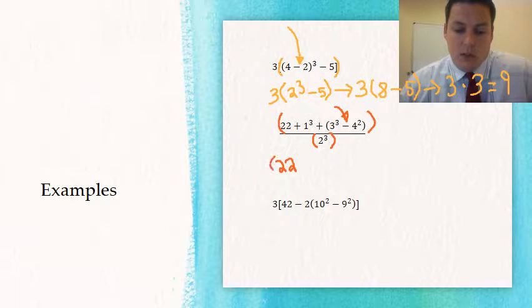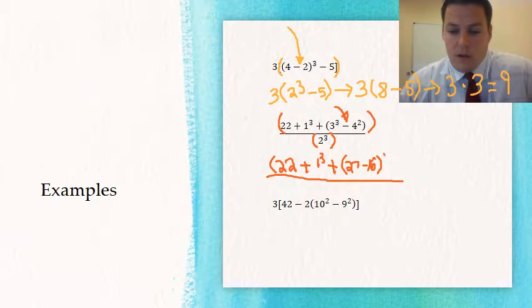I should have 22 plus 1 cubed plus, going to do the exponents inside the parentheses first because I'm all the way inside parentheses. My next step is exponents. 3 to the third power is 27 minus 4 squared is 16. Close my parentheses, 2/3.